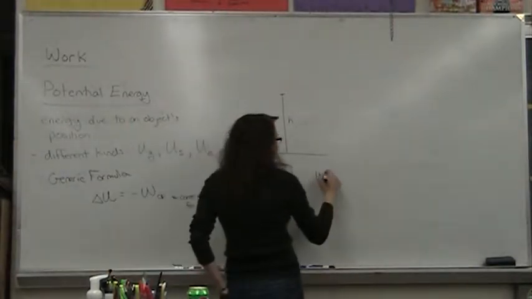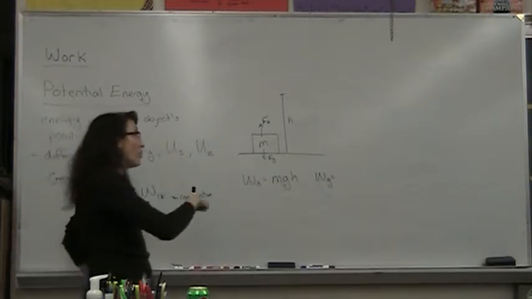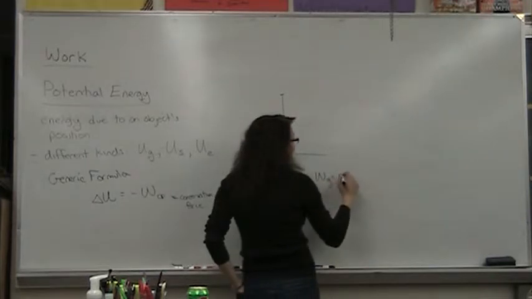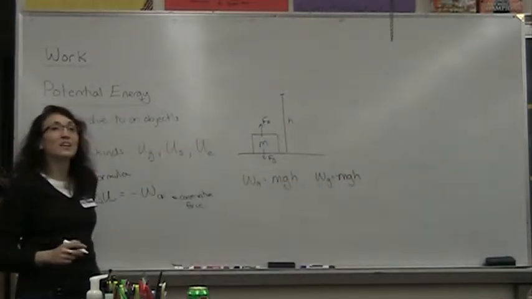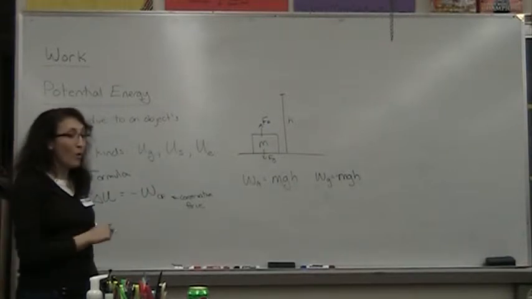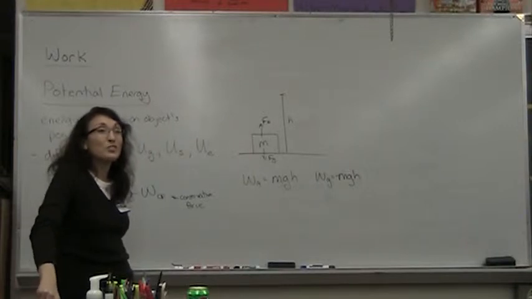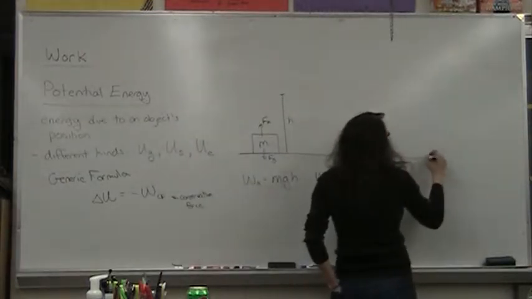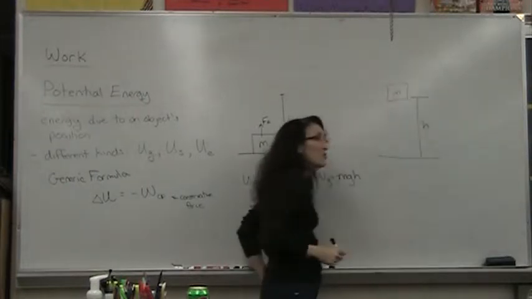How much work would gravity do? Negative mgh. It's going to have a force of mg, a height of h, and a cosine of, no, sorry, 180. Cosine of 180 is negative, which gives me a negative mgh. What was the net work done on this thing? Zero. So did its kinetic energy change at all? No.